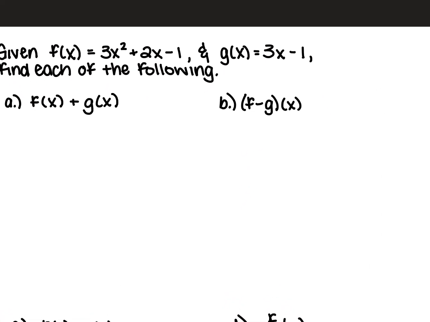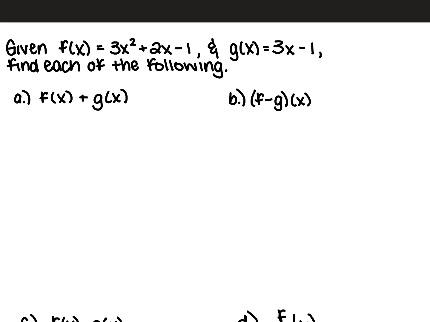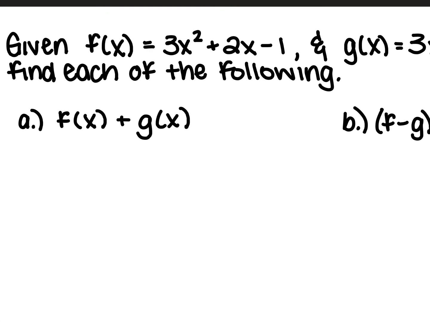If we look at our next example, we're told that f of x is equal to 3x squared plus 2x minus 1, and g of x is equal to 3x minus 1. First one that we're finding is f of x plus g of x. So we are just going to take the sum of these two. So that's going to give us 3x squared plus 2x minus 1 plus 3x minus 1.